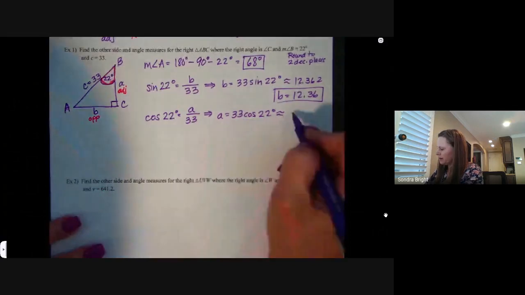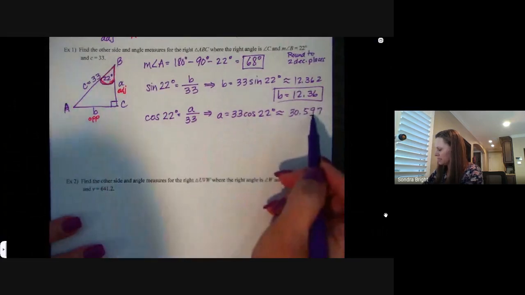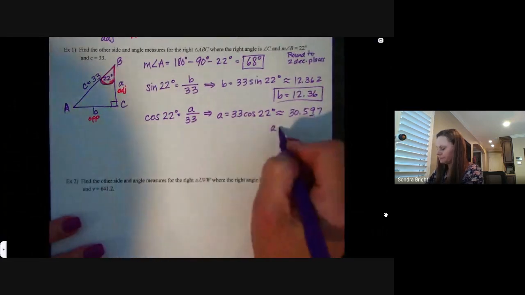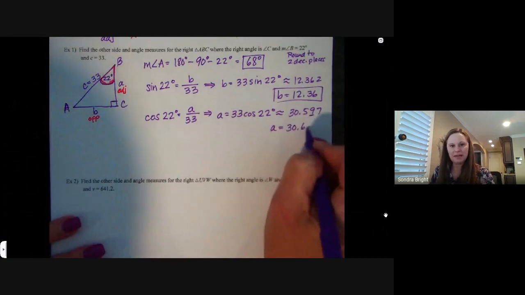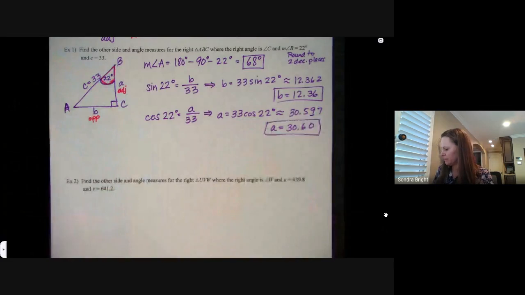Going to here, that 7 says round it up. Well, then that rounds that up too. So I'm going to say side A is 30.60. Not too bad, right? Hopefully. All right, let's do another example.